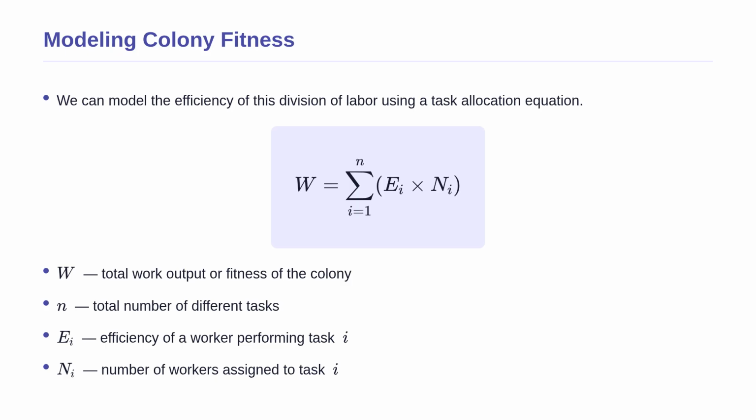The variable E sub i represents the efficiency of a single worker performing a specific task, and N sub i is the number of workers assigned to that task. The sigma symbol means we add up the work from all the different tasks. When bees specialize, their individual efficiency, E sub i, increases, which mathematically drives up the total colony fitness, W.